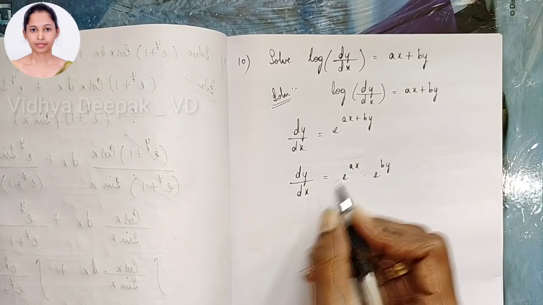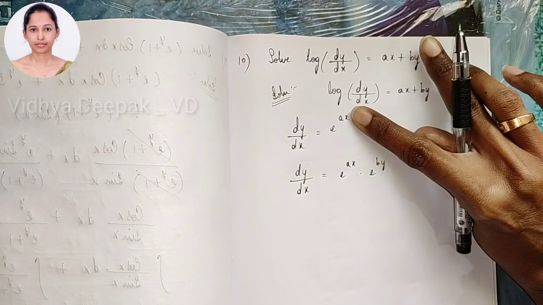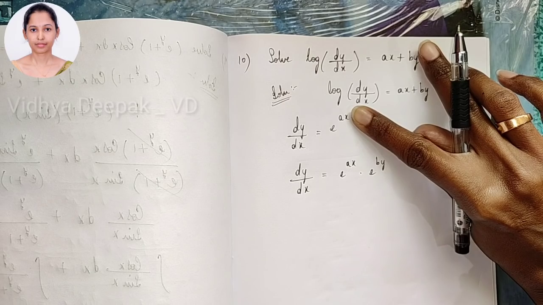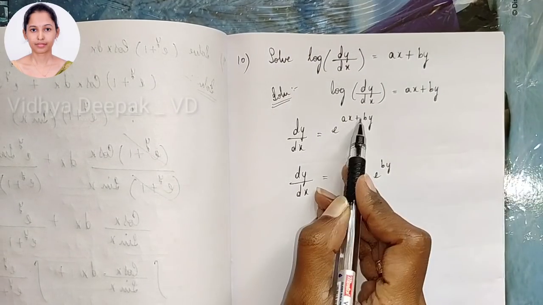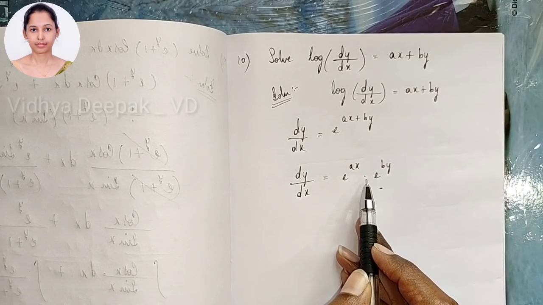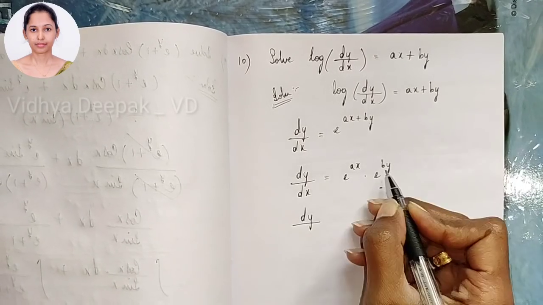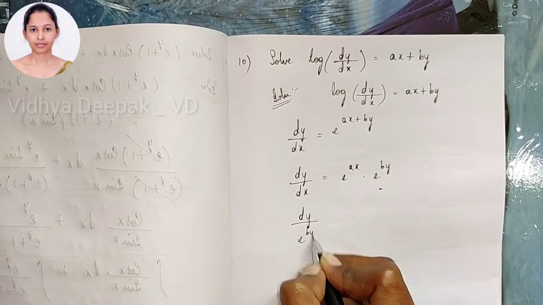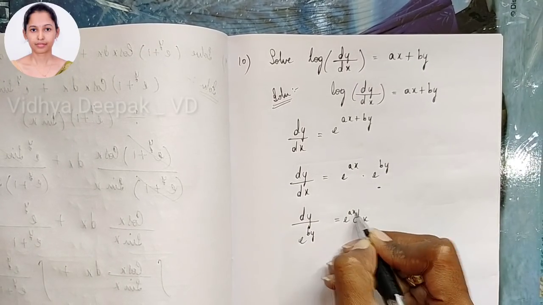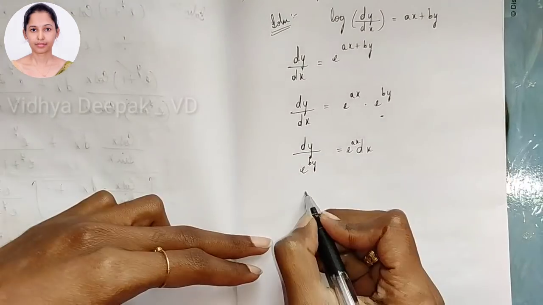So e to the power of ax, if it was only e to the power of a plus x, it could have been written as e power a into e power x, right? So likewise, when you get a plus here in the power, you can segregate this in this way using a multiplication sign. Okay, so now segregate dy terms with y and x terms with x. Y term is e to the power of by, and the x term is dx into e to the power of ax. Now integrating on both sides, what do you have?